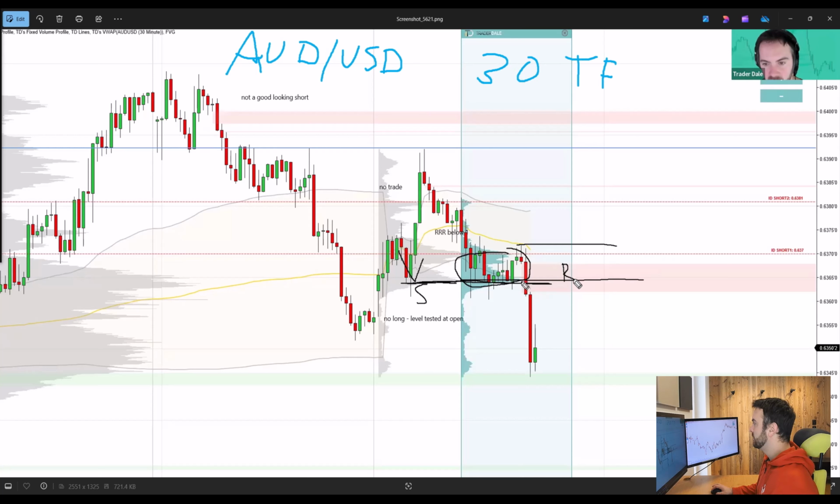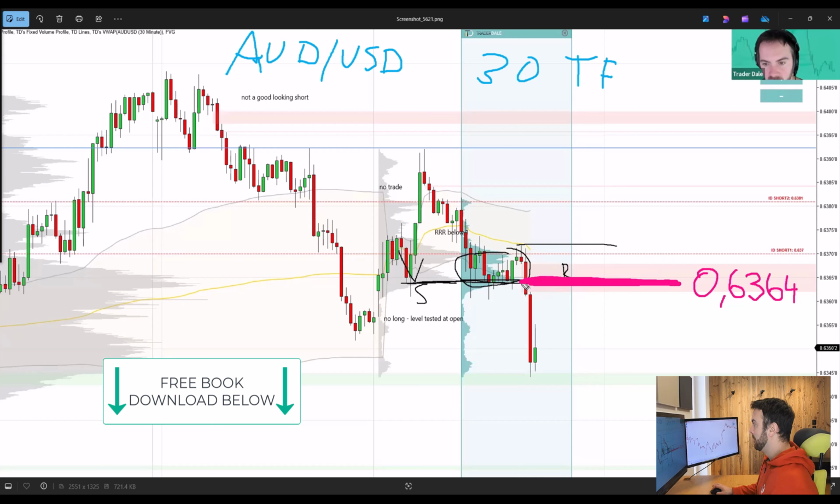And the new setup was forming in here. So there was a resistance, this one, that's the new setup. It was forming at 0.6364. And the reason behind this setup, well, actually there were a couple of reasons. So let me start with the main reason. And the main reason was a volume profile setup.